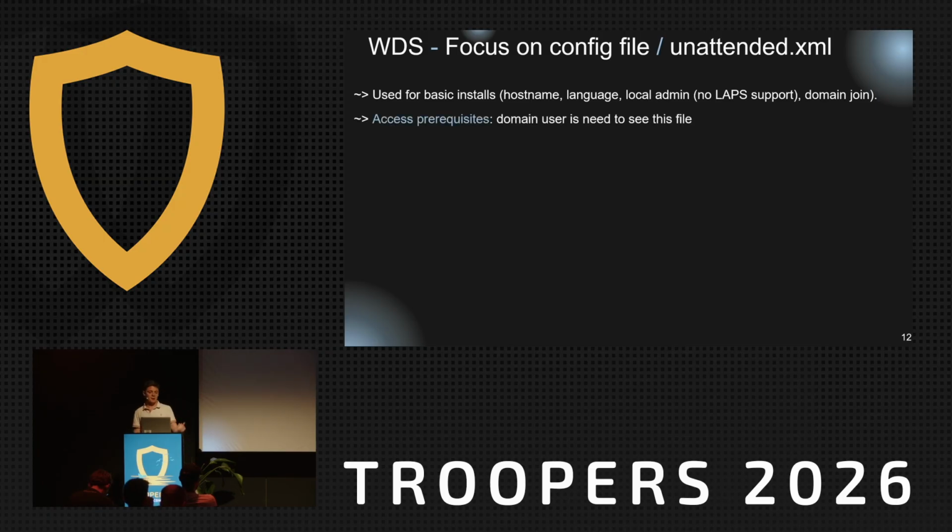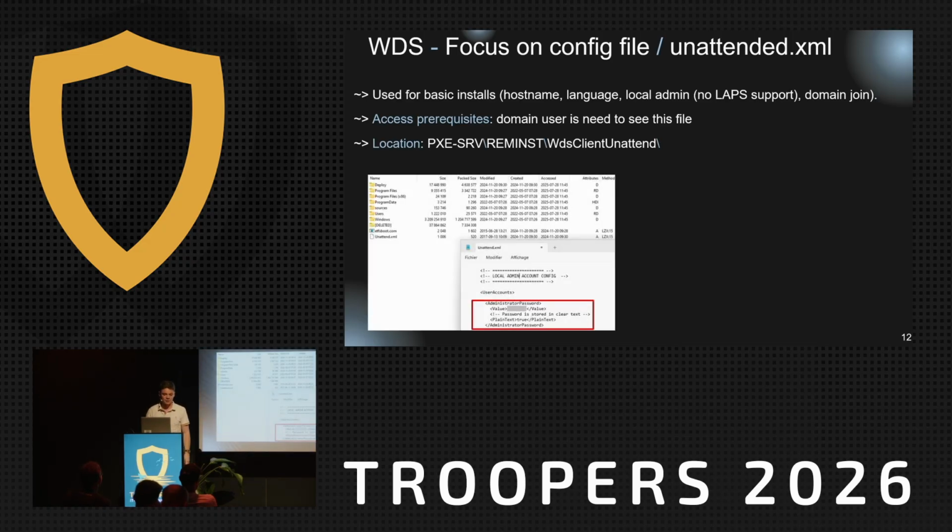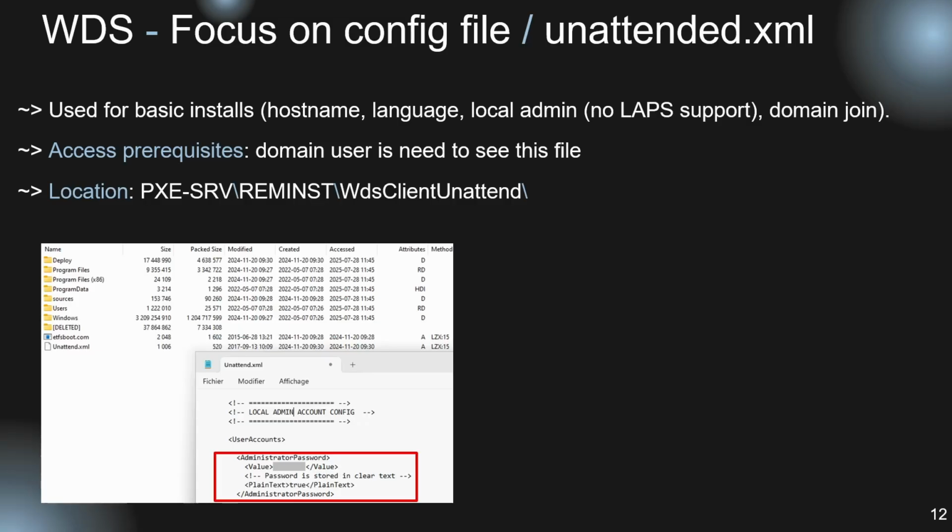For the access prerequisites, you need a domain user, just a basic user of the domain, to see this file, and the location is the following one. If you take a look at the unattended.xml file, you can see that if the network does not support LAPS technology, you can retrieve the administrator password of the computer as a clear text password.